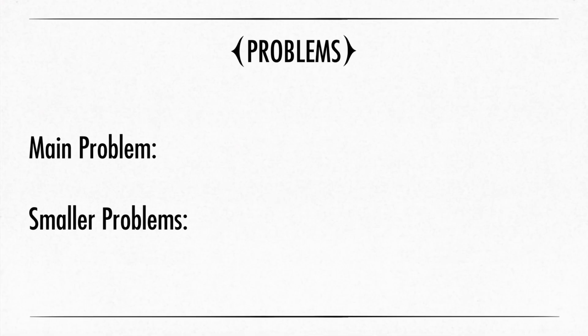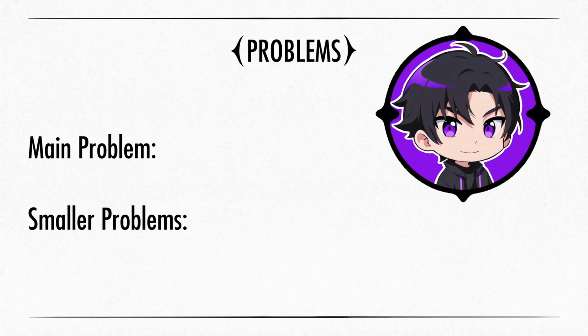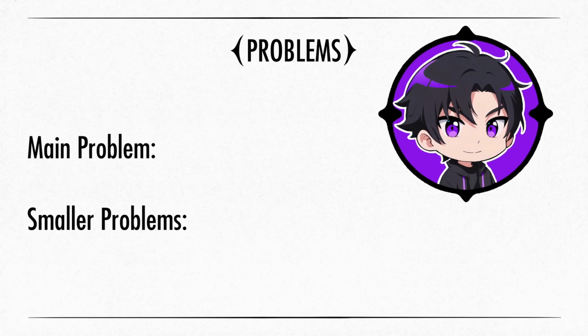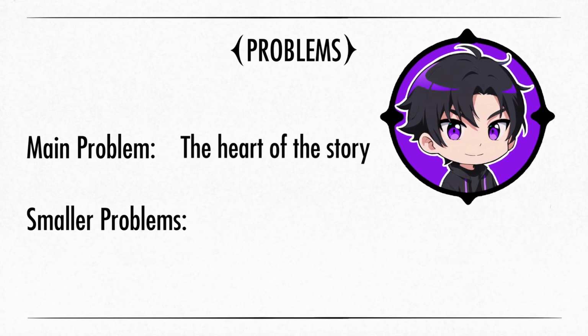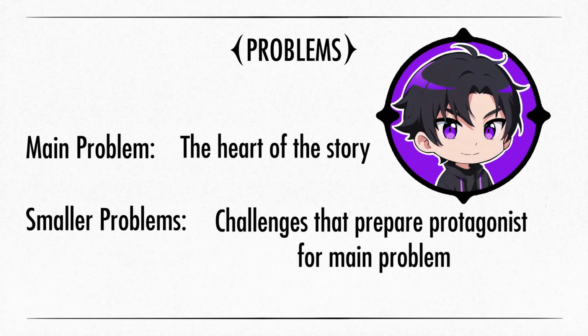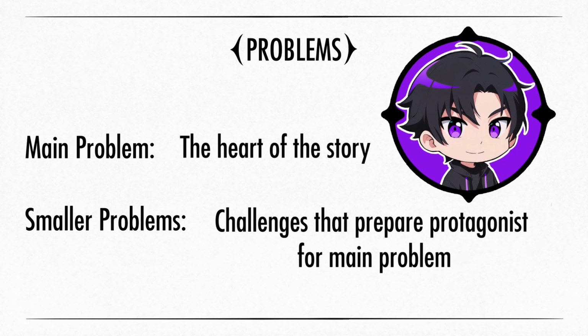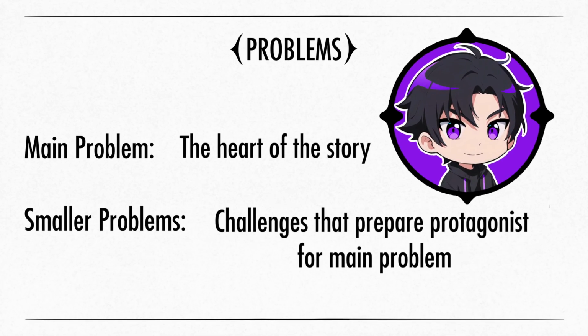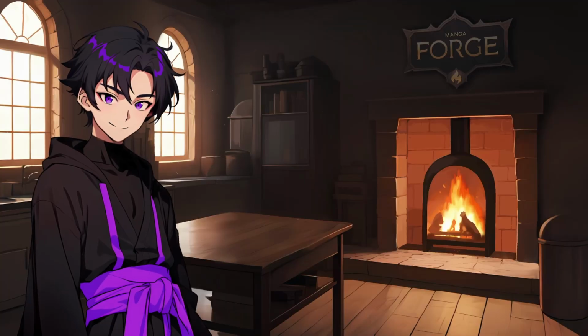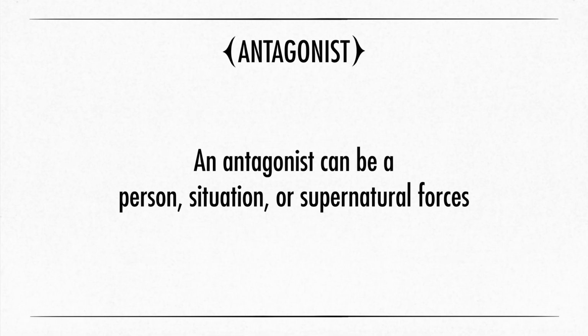There are 2 types of problems you can have in your story, a main problem and smaller problems. The main problem is the heart of the story, while smaller problems challenge the protagonist and lead him towards facing the main problem. For the problem, we will have an antagonist. An antagonist can be a person, situation, or supernatural forces.